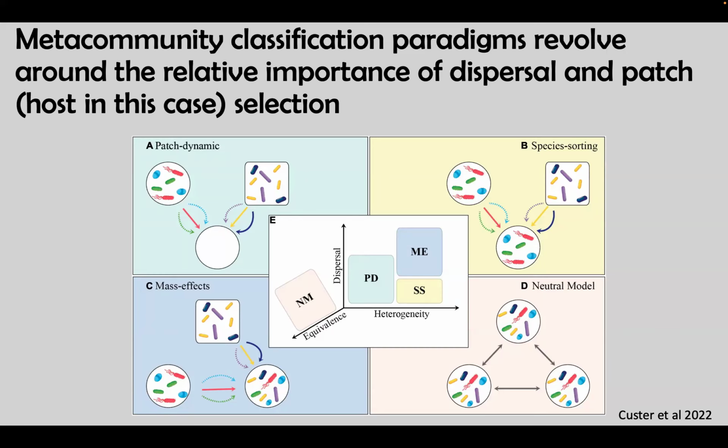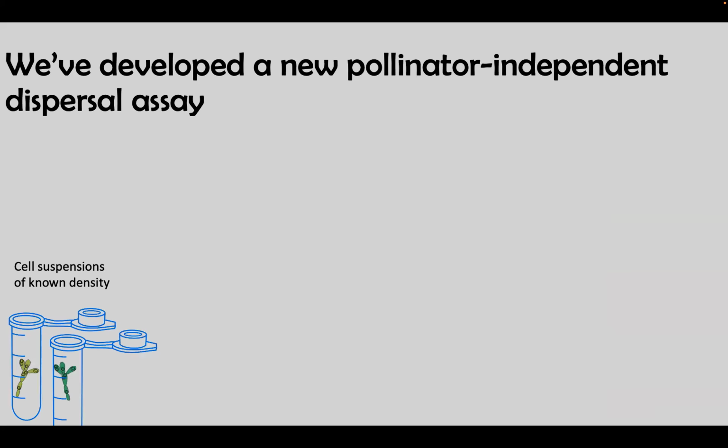But patch dynamics, this thing that takes into account dispersal rates and the likelihood of dispersal among flowers, and I showed you that patches might vary in their likelihood of deterministic dispersal, takes up a lot of this space, this trait space between heterogeneity and dispersal. And so I think really characterizing these dispersal traits is going to be important for predicting metacommunity assembly. And so we developed a new pollinator-independent dispersal assay.